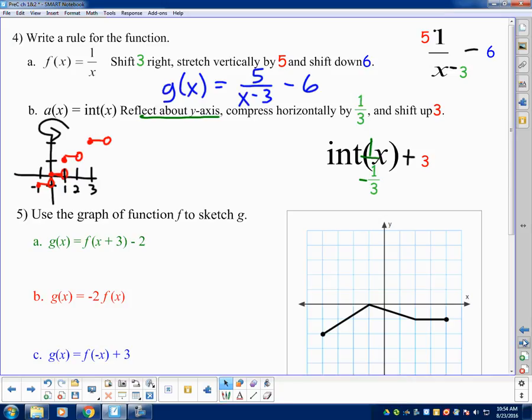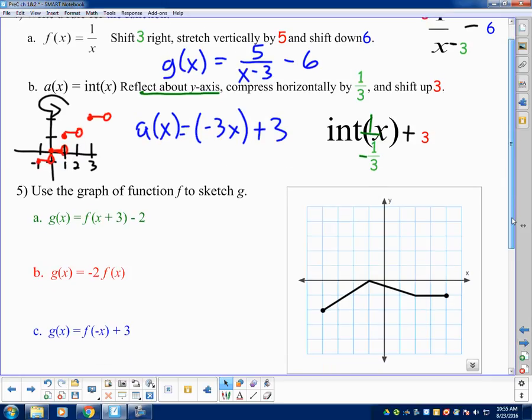So my function would look like this. A of x, in blue here, A of x equals int of -3x plus 3. And there it is. So that is the greatest integer function, reflected about the y-axis, compressed horizontally by 1/3, and shifted up 3. All right, it says use the graph of the function f to sketch g.